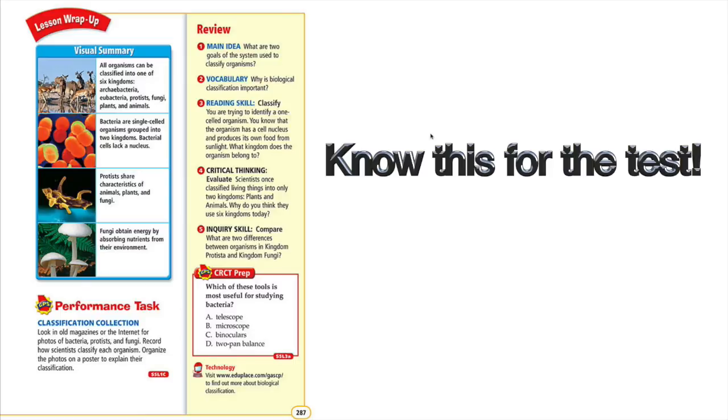Whenever you read these chapters, make sure you look at those review questions. The main idea: what are 2 goals of the system used to classify organisms? Remember, we use a dichotomous key, and why do we do that? Why is it important for us to even classify these things? So look over the rest of these review questions, and we will talk about them in class as well.